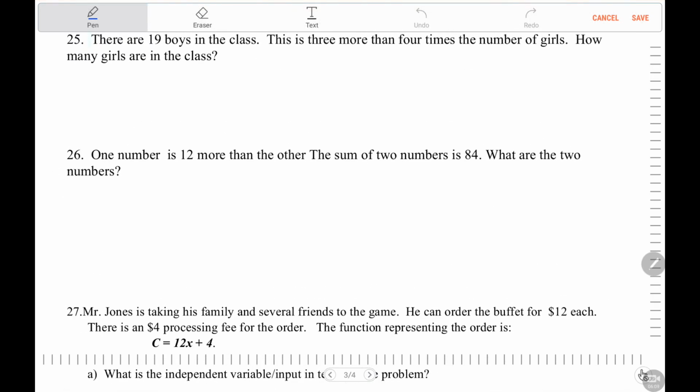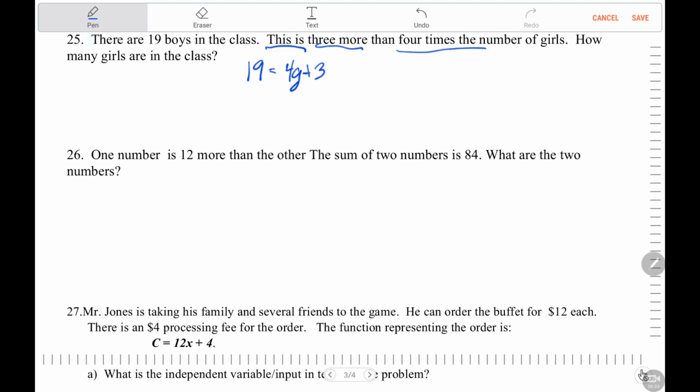25. There are 19 boys in class. This is 3 more than 4 times the number of girls. How many girls are in the class? So basically it says there's 19 boys. So 19 is equal to 3 more than 4 times the number of girls. 4 times the number of girls is 4g plus 3.